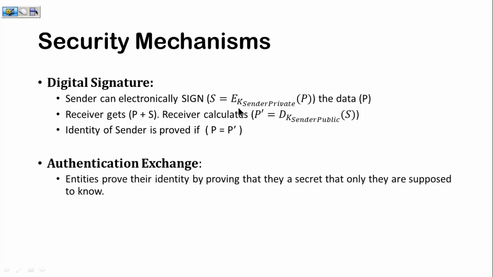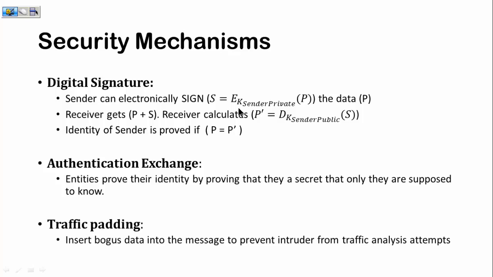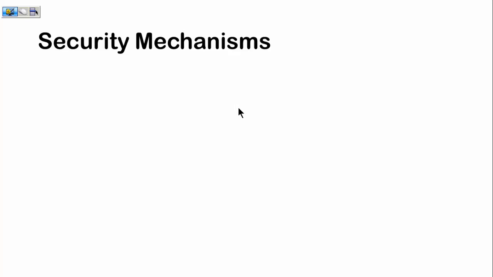Alright. Then authentication exchange: in order to prove the identity of the entities that are involved in the communication, they ask each other questions and they tell a secret that is known only to them and nobody else. Now that is like a challenge-response kind of mechanism. We'll be talking in detail about them later on. Traffic padding is that you are adding bogus characters or bogus information into the actual information in order to prevent an intruder from performing traffic analysis attempts on your data.